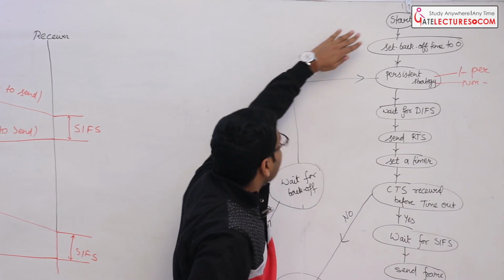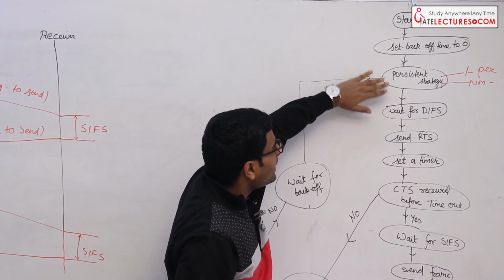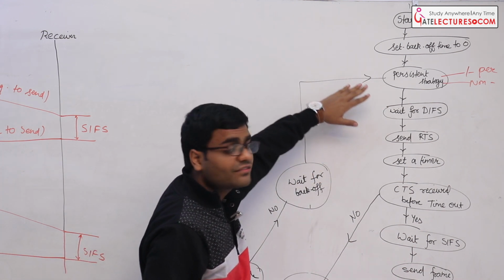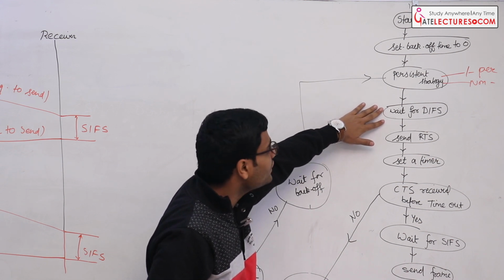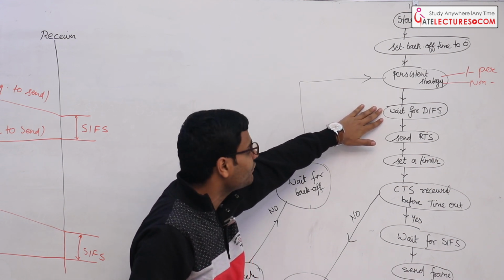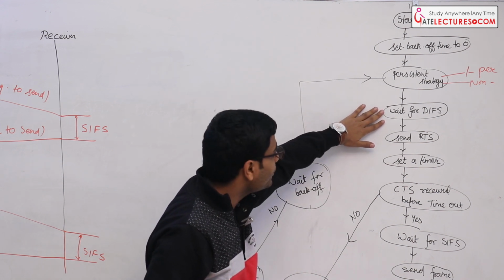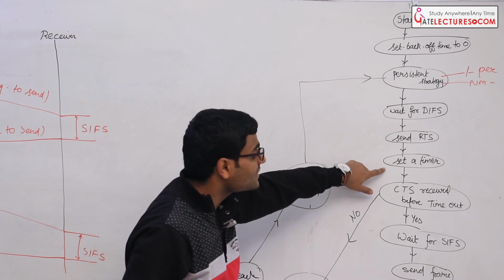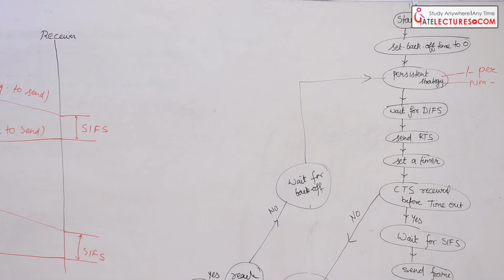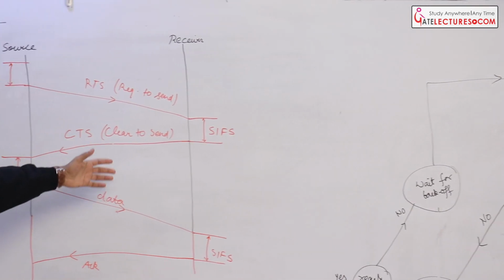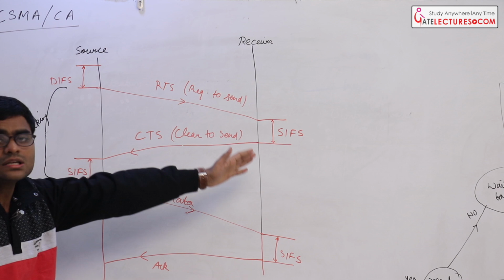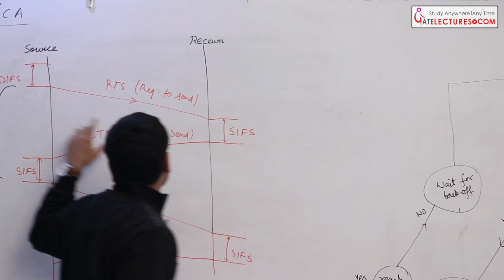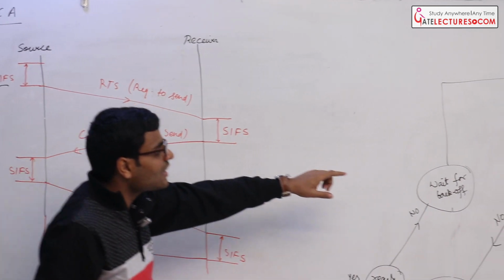In the start, the source will run the backoff algorithm, and according to its persistence strategy, it will sense whether the channel is idle or not. After sensing the channel is idle, it will wait for DIFS amount of time, which is the distributed inter-frame space. After waiting for this period of time, it sends a request to send signal to the receiver, and it starts a timer. How do we know whether the RTS signal is received by the receiver or not? There could be a collision in between. For that, when it sends an RTS signal to the receiver, it starts a timer.